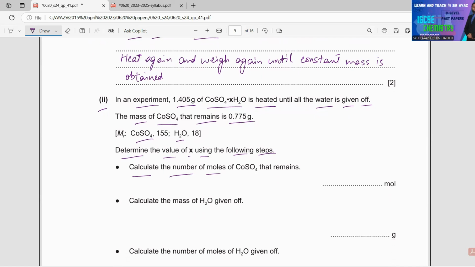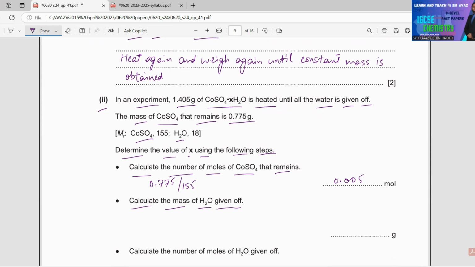Calculate the number of moles of CoSO4 that remains. In order to find the moles of CoSO4, you have to divide the mass of CoSO4 by the Mr of CoSO4. So we will divide 0.775 by 165. And the answer must be 0.005 moles.